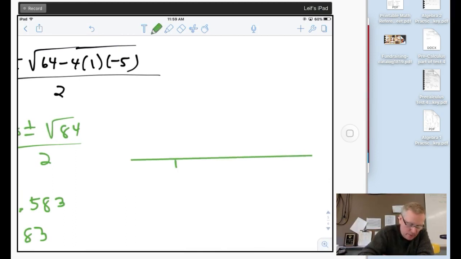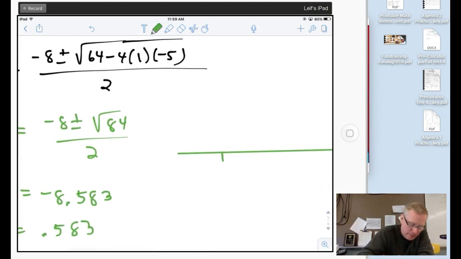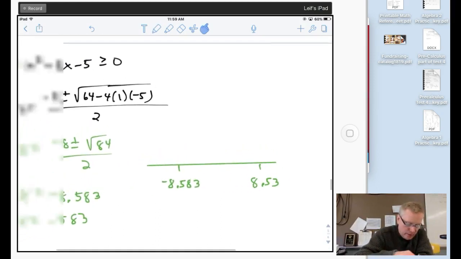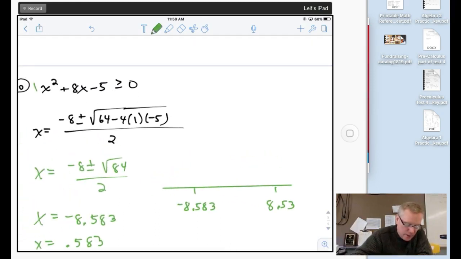All right, so those are my two numbers, which means if I go over here to my number line and I plug them in, okay, so I got -8.5. And over here I got +8.5. And then I can plug them in, all right? Plug them back in there and see what you get. If I take, let's take an easy number. If I take 0, 0 squared plus 8 times 0 minus 5 is -5. So that's not good. That's negative.